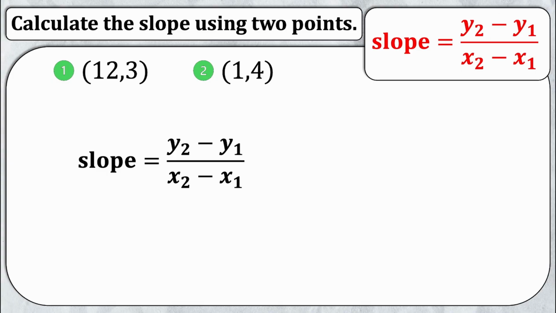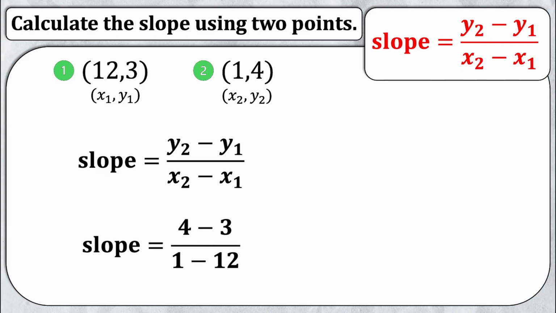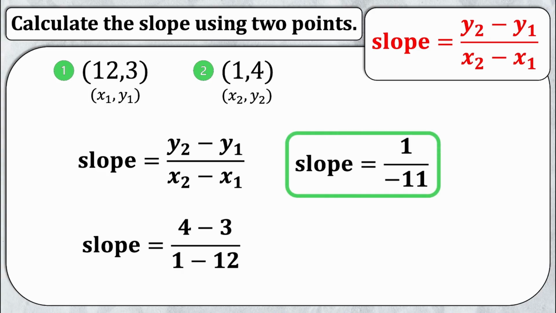So once again, I'm going to label x1, y1 for point number 1 and x2, y2 for point number 2. And there you can see that y2 is 4, y1 is 3, x2 is 1, and x1 is 12. So if I plug all of those into my equation, I get 4 minus 3 divided by 1 minus 12. And this simplifies to the slope being 1 over negative 11.